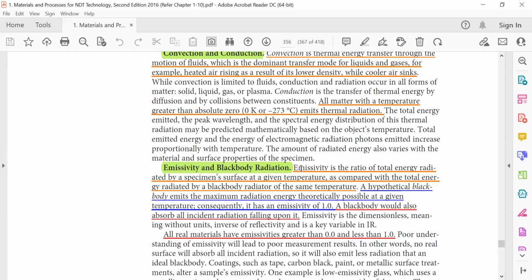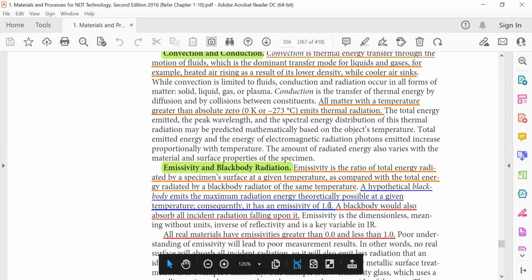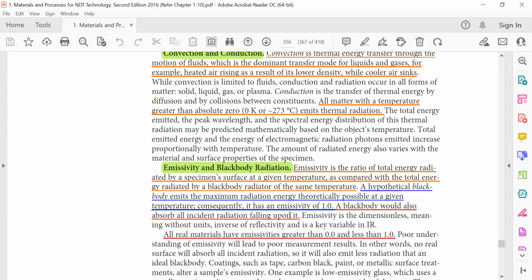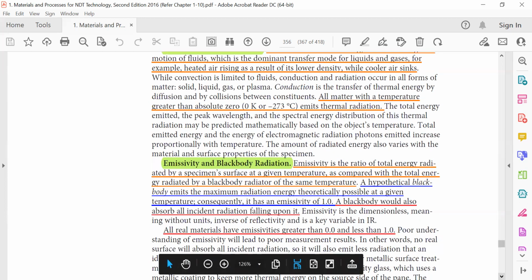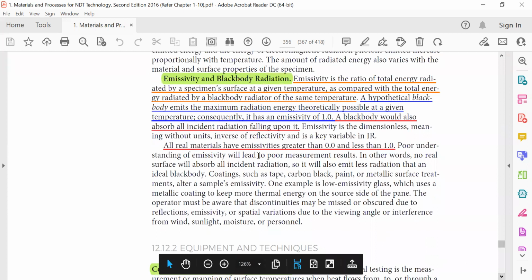So that is called emissivity. A hypothetical blackbody emits the maximum radiation energy theoretically possible at a given temperature. Consequently, it has an emissivity of 1. A blackbody would also absorb all incident radiation falling upon it. It will absorb all and then emit all. A real material has emissivity greater than 0.0 and less than 1.0.